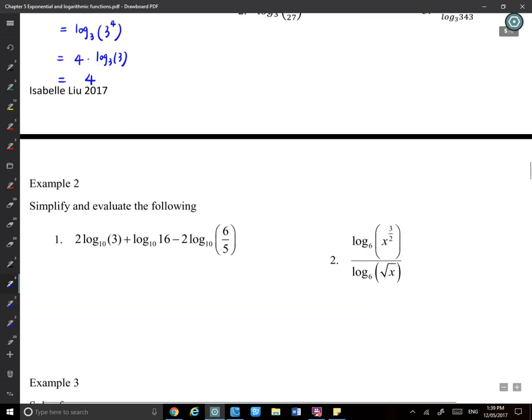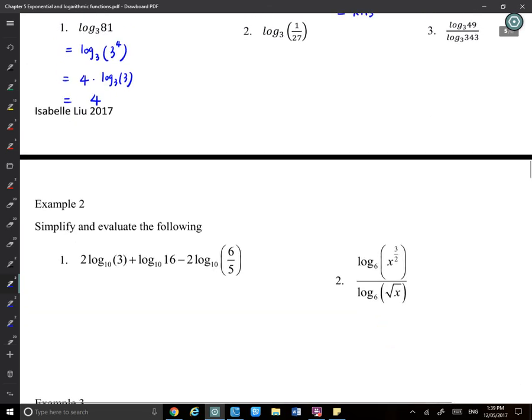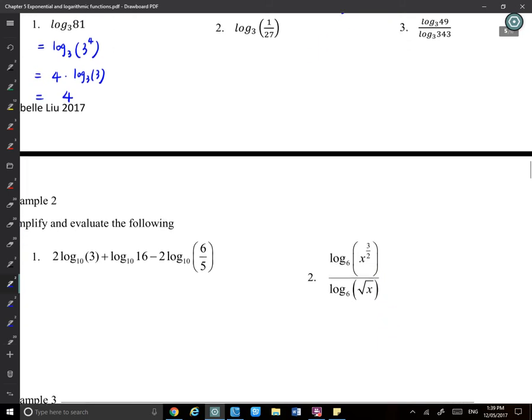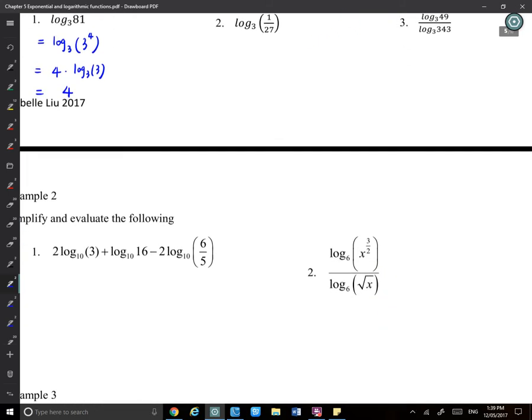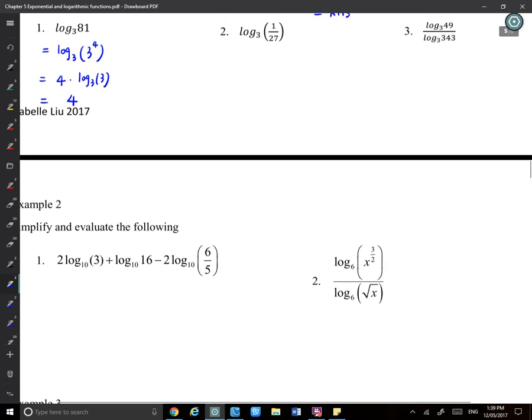Let's do number 2, number 3, number 1, and number 2. Do those 4 questions. 2 minutes is enough. Quickly do it. Do those 4 questions, okay? 2, 3, 1, and 2.